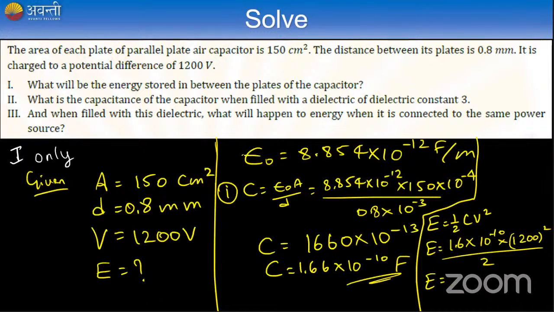So your value is somewhere around 1.2 into 10 power minus 4 joules. Energy stored should be 1.18. Yes, you'll get somewhere around 1.18 into 10 power minus 4 joules. So that would be 1.2. Okay, this is the approximation value. Exact value you would get as 1.18 into 10 power minus 4 joules.